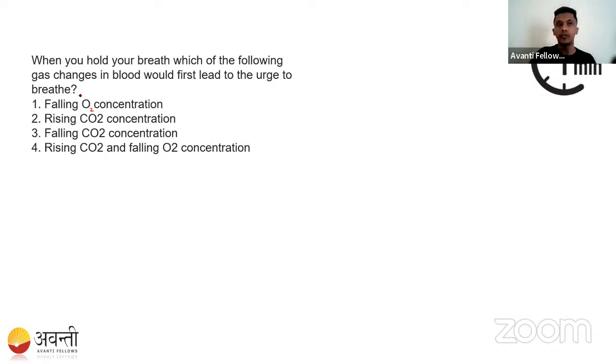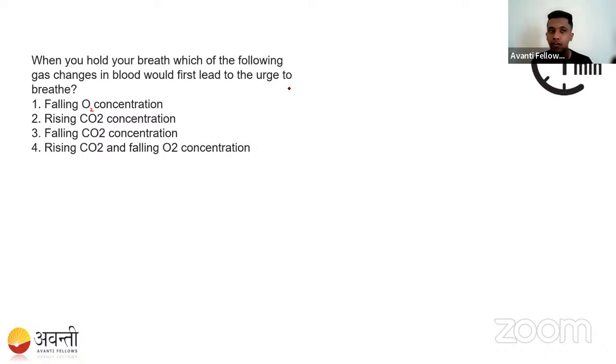So let's see what happens when I hold my breath. Now, what is happening? I'm not inhaling, obviously. And in my body, my tissues are giving whatever carbon dioxide they have, and it gets exchanged with my blood. So in my blood, there is a rise in carbon dioxide concentration. As there is a rise in carbon dioxide concentration, the carbon dioxide is converted into carbonic acid, and then carbonic acid is again converted into hydrogen ions and bicarbonates.